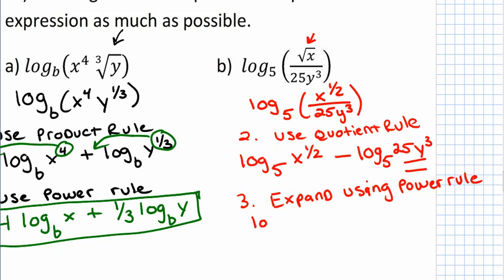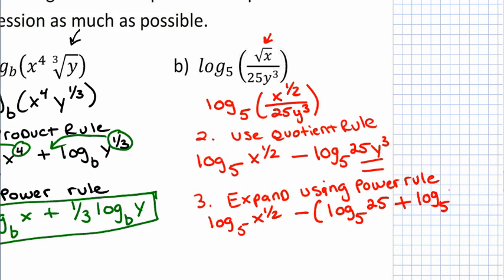So first, let's rewrite log base 5 x to the 1/2 minus, and now we're going to expand this by addition. And let's put parentheses around it to make sure that this stays together. So it's going to be log base 5 of 25 plus log base 5 of y to the 3rd, like that.